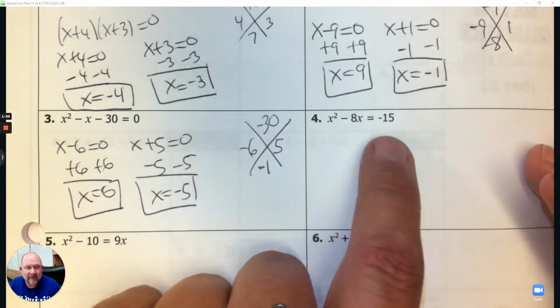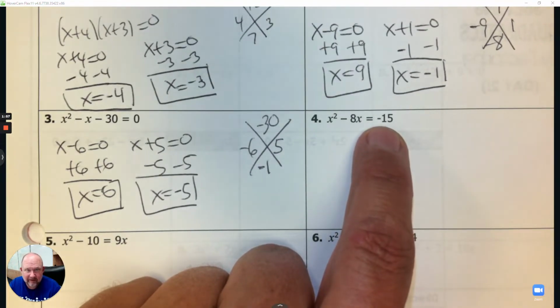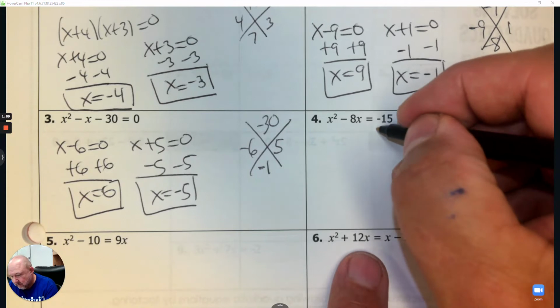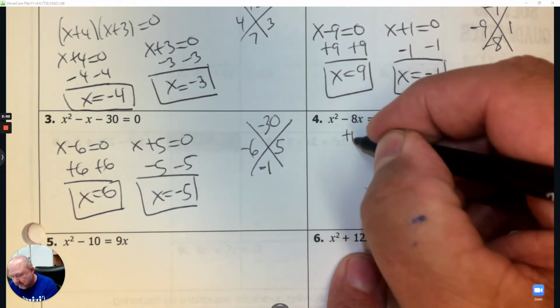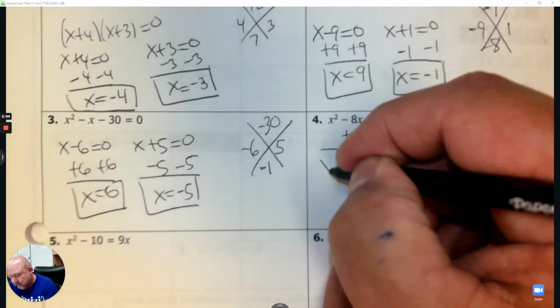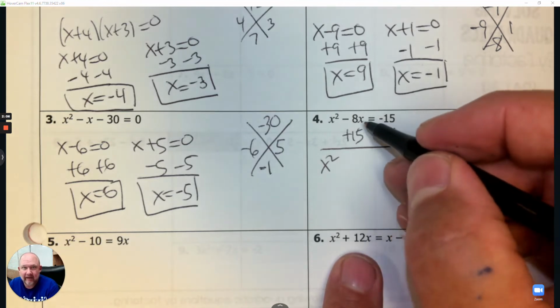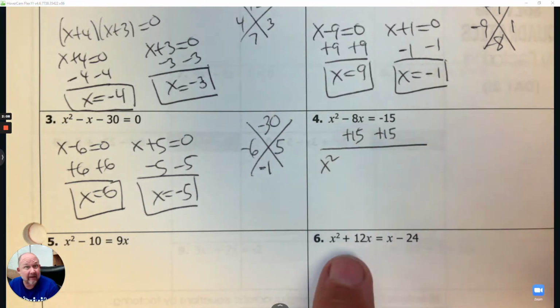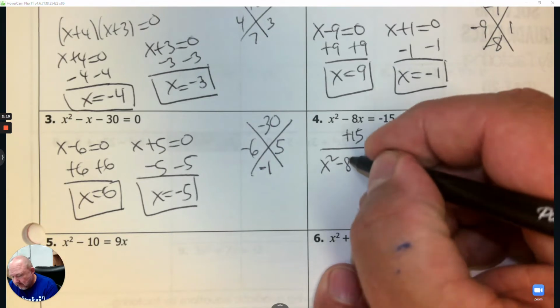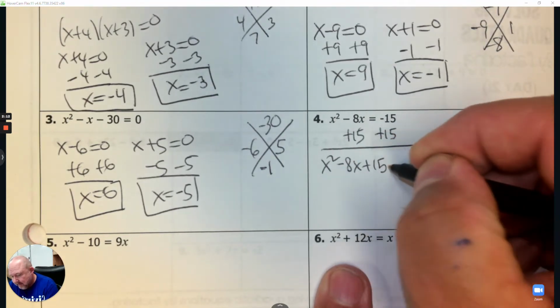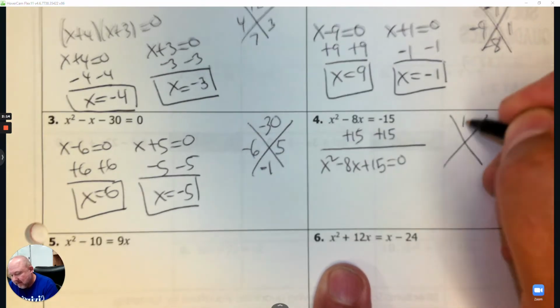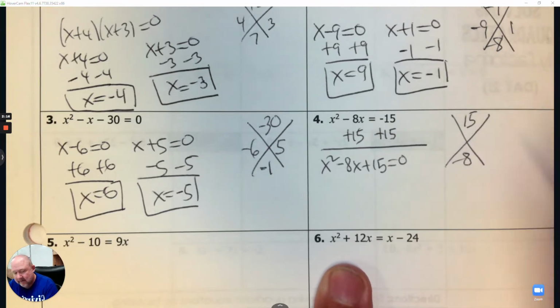Number 4, it is not equal to 0. So step 1, make it equal to 0. So we're going to add 15 to both sides. Now, be careful. I can't go negative 8x plus 15. They're not like terms. So they can only go beside each other. Then, when it's equal to 0, now I can set this up. And now I can factor.